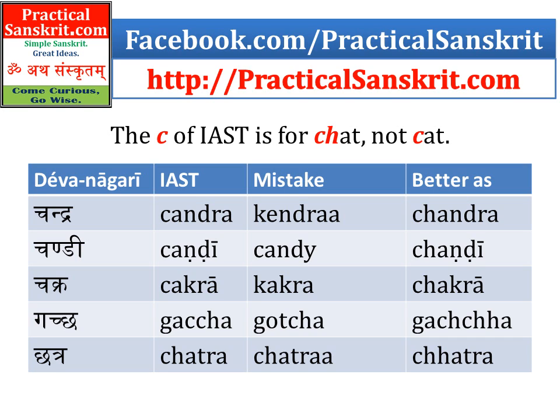Chandra is spelled as Candra and mispronounced as Kendra. If you were to mispronounce it as Kendra, the meaning would become center rather than moon. Chandra means moon, Kendra means center, and Kendra is a completely different thing. Chandi, the name of Devi, Candi, you are bound to pronounce it as Candy, which is totally different from Chandi. Chakra becomes Kakra, Gacha becomes Gotcha, Chhatra becomes Chatra, all of them wrong.